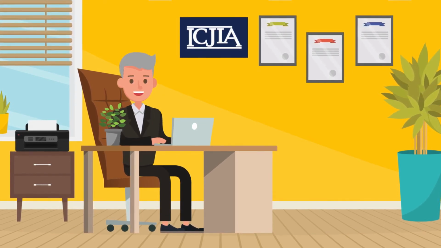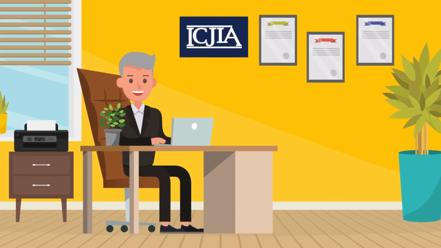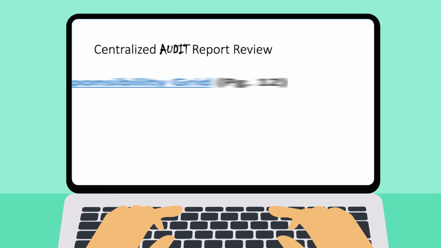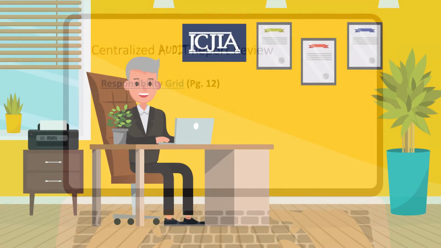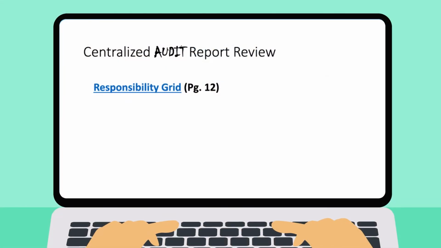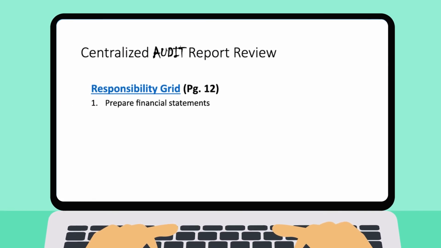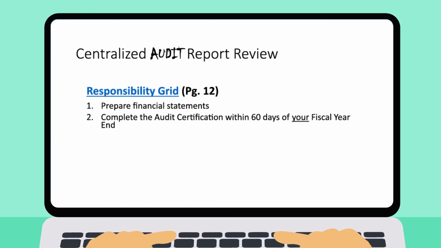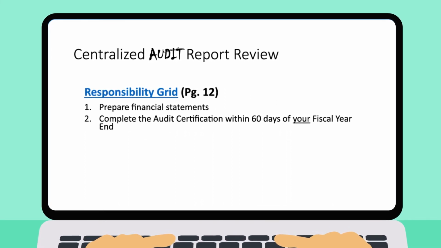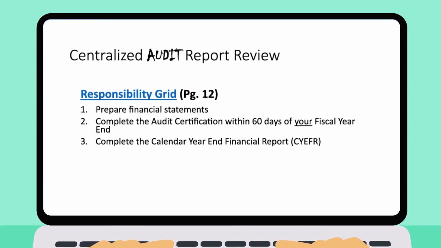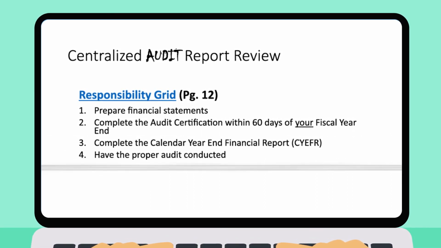Another grantee responsibility is a centralized audit report review. Once again, we refer you to the responsibility grid. The responsibility grid identifies your responsibility as a grantee and what you need to do to complete your audit. For the audit, each organization will need to prepare financial statements and complete the audit certification within 60 days of your fiscal year end date. If your fiscal year ends in June, then the certification and audit requirements should be completed by September.